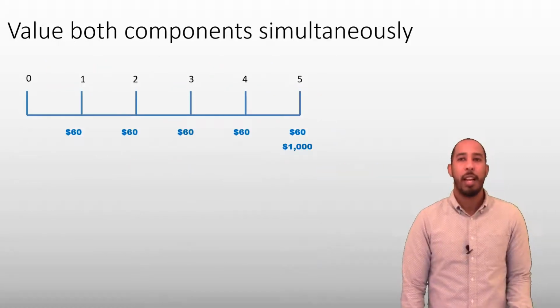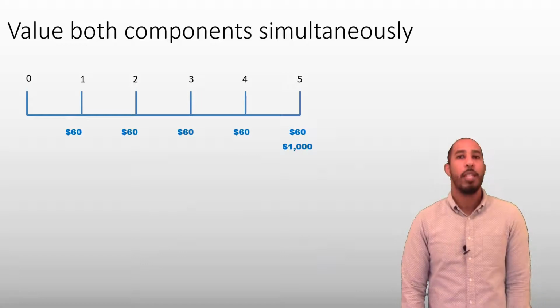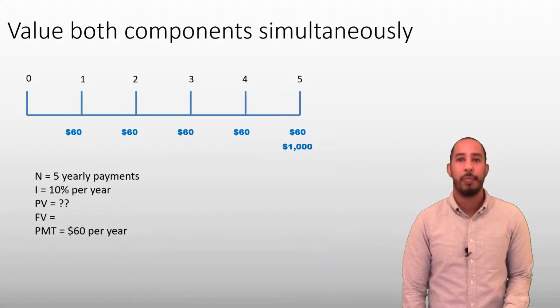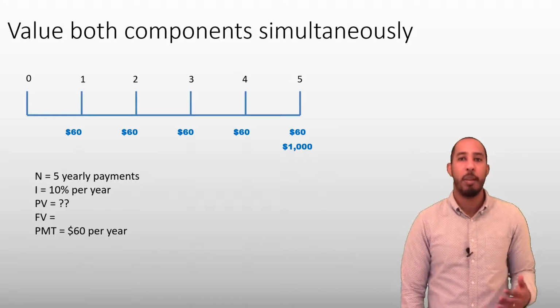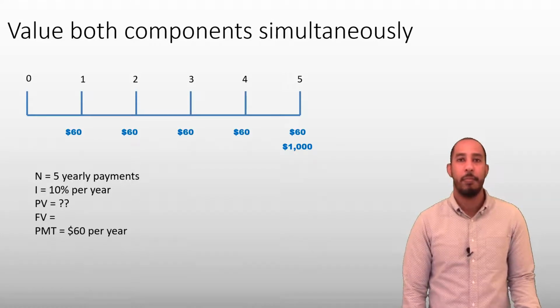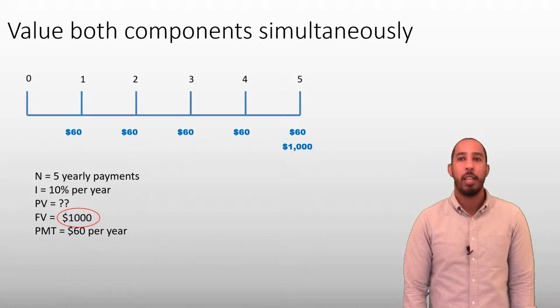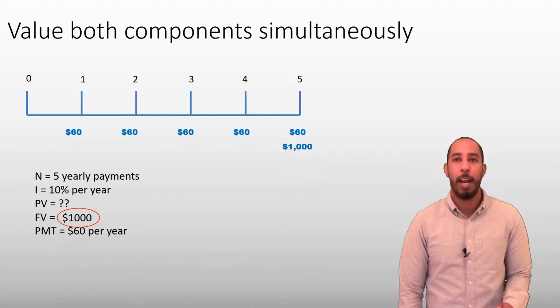With Excel and the calculator, we can value both the annuity and single cash flow components together simultaneously. We just need to make one small adjustment. We can set up our inputs like this. We still have 5 yearly annuity payments, so N will remain 5. The discount rate didn't change, so I is still 10%. The annual interest payments are still $60, so PMT will stay as 60. The only change we need to make is to include the $1,000 face value cash flow as the future value.